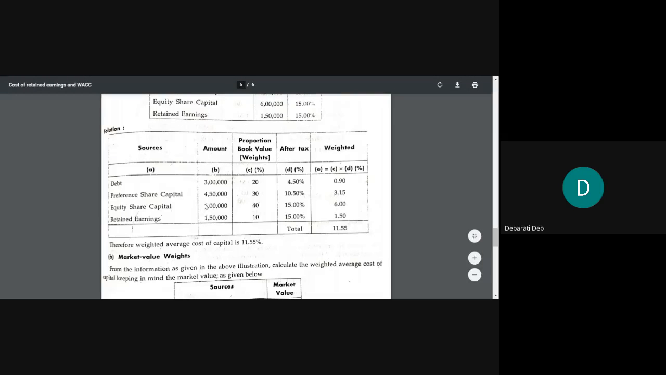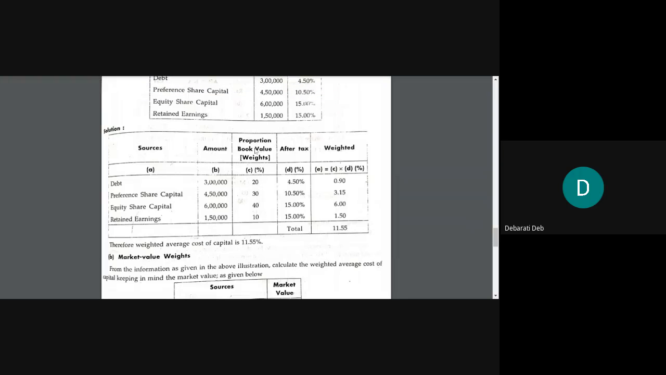It is 15 lakhs. Now, when you calculate the proportion, you will divide the individual amount by the total amount. I am repeating, when you are calculating the proportion book value weights, you divide the individual amount by the total amount. That means for the first one, it will be 3 lakh divided by 15 lakh into 100. You are doing it in percentage, so you multiply by 100 and write it in percentage form.